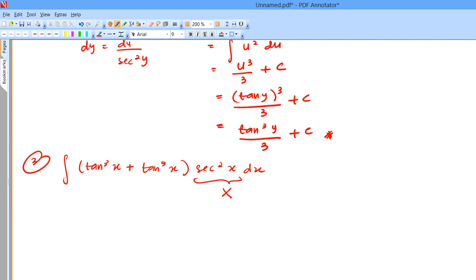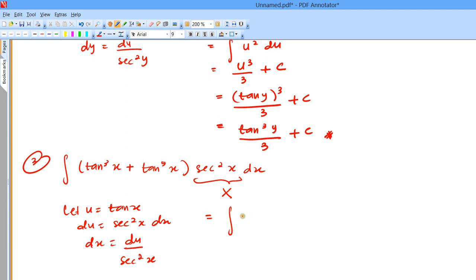So we can let u equal to tangent x. Let u equal to tangent x, du equal to secant square x dx, or dx equal to du over secant square x. Now just substitute: integrate u cube plus u power of 5 times secant square x times dx, with dx equal to du over secant square x.